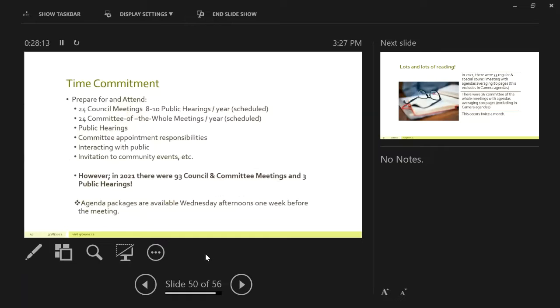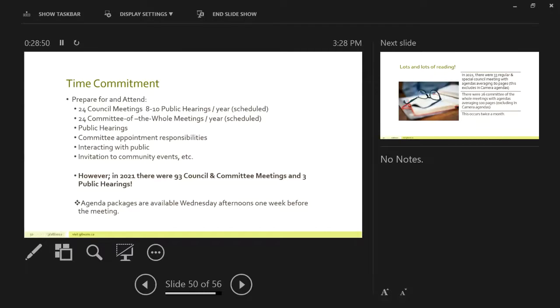Time commitment, and this is very important. We have approximately 24 council meetings scheduled per year, and 8 to 10 public hearings scheduled, or not scheduled, as needed. 24 committee of the whole meetings are scheduled per year. Public hearings happen as needed. Committee appointments, responsibilities, interacting with the public, invitations to community events. So all these things happen throughout the term.